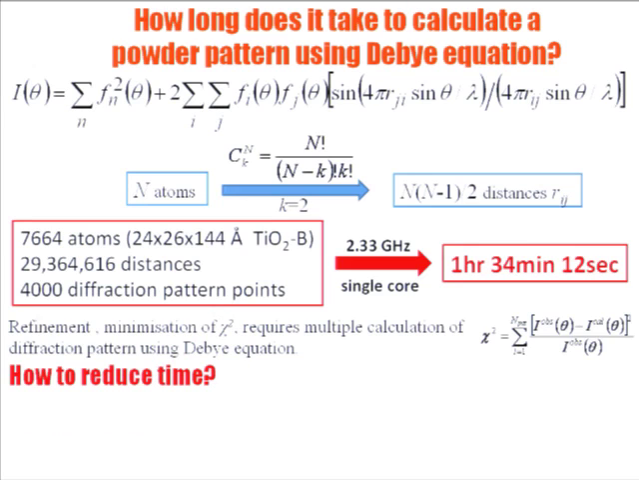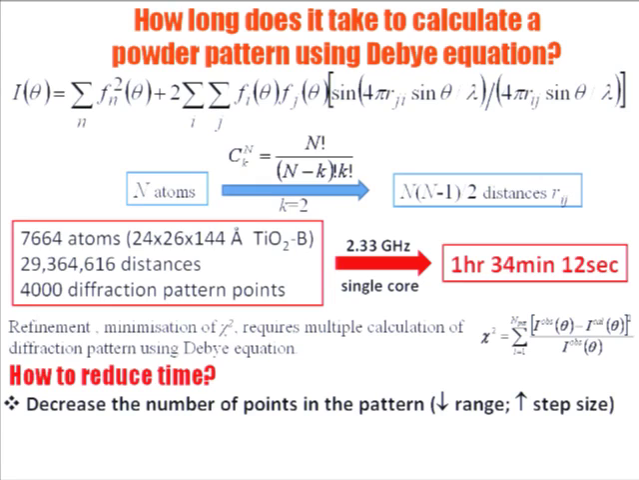There are three basic main ways of doing this. First would be to decrease the number of points in the pattern by either reducing the range or increasing step size, pretty obvious.